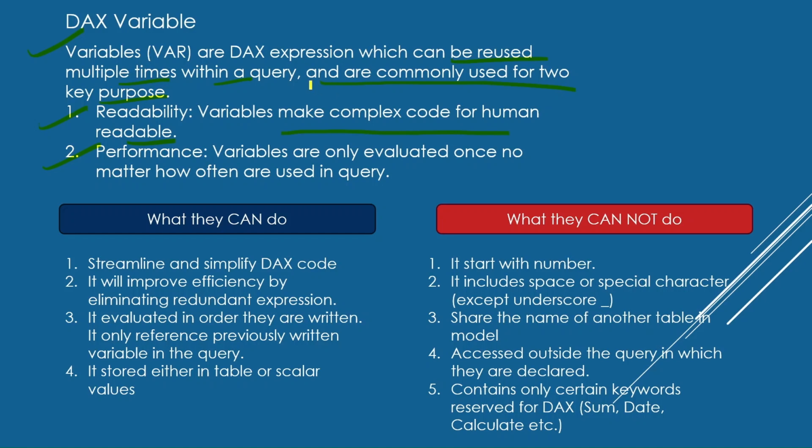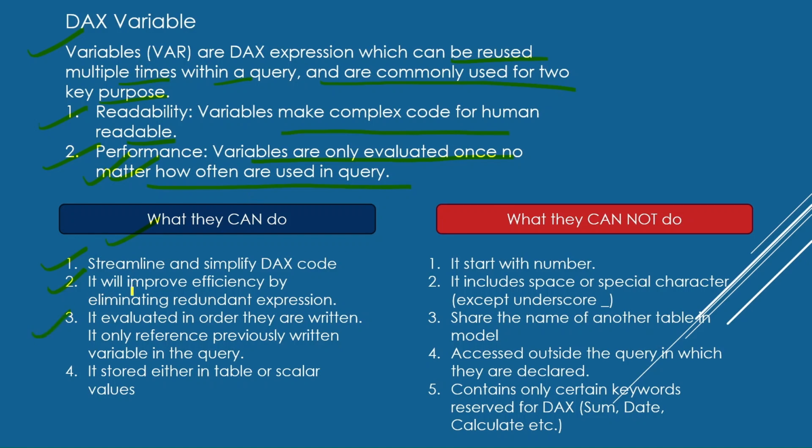So variables are evaluated once, no matter how often they are used in the query. This is very important. We need to understand that with the help of a variable, we can also increase the performance of the DAX query. It streamlines and simplifies the DAX code, and improves efficiency by eliminating redundant expressions. We have already discussed this.